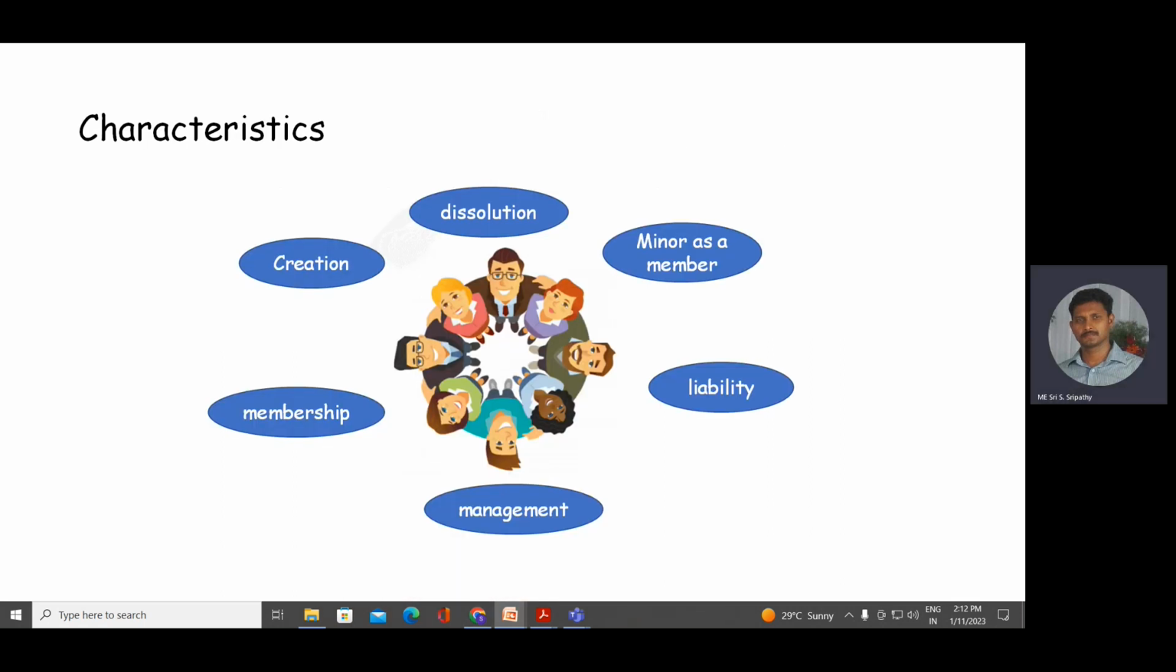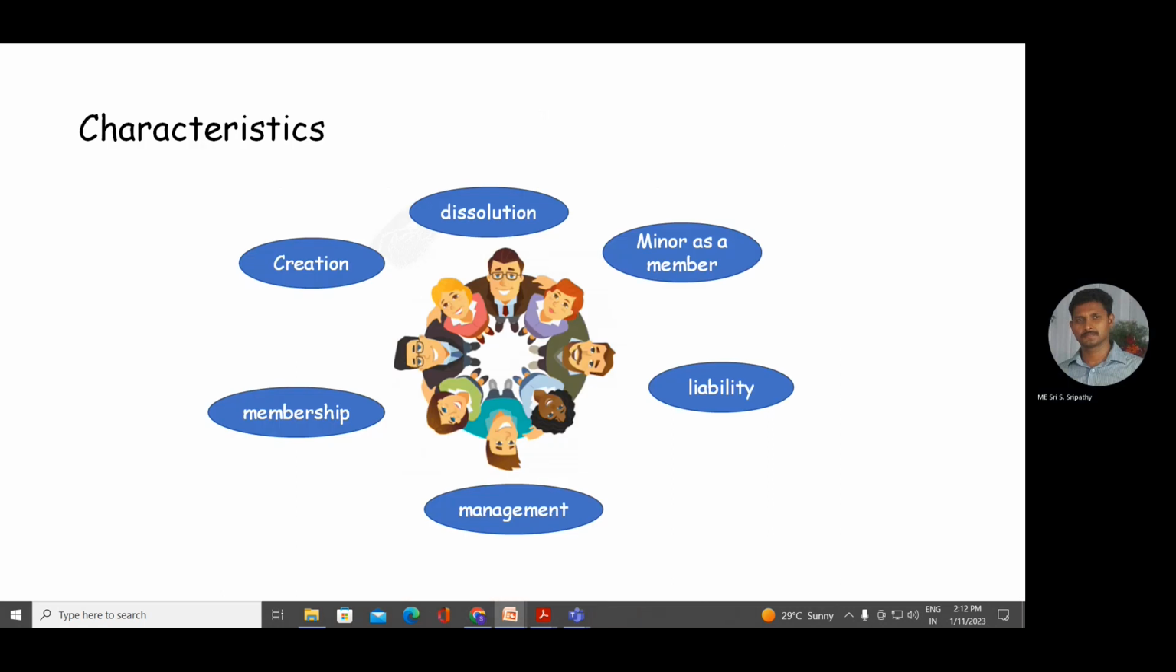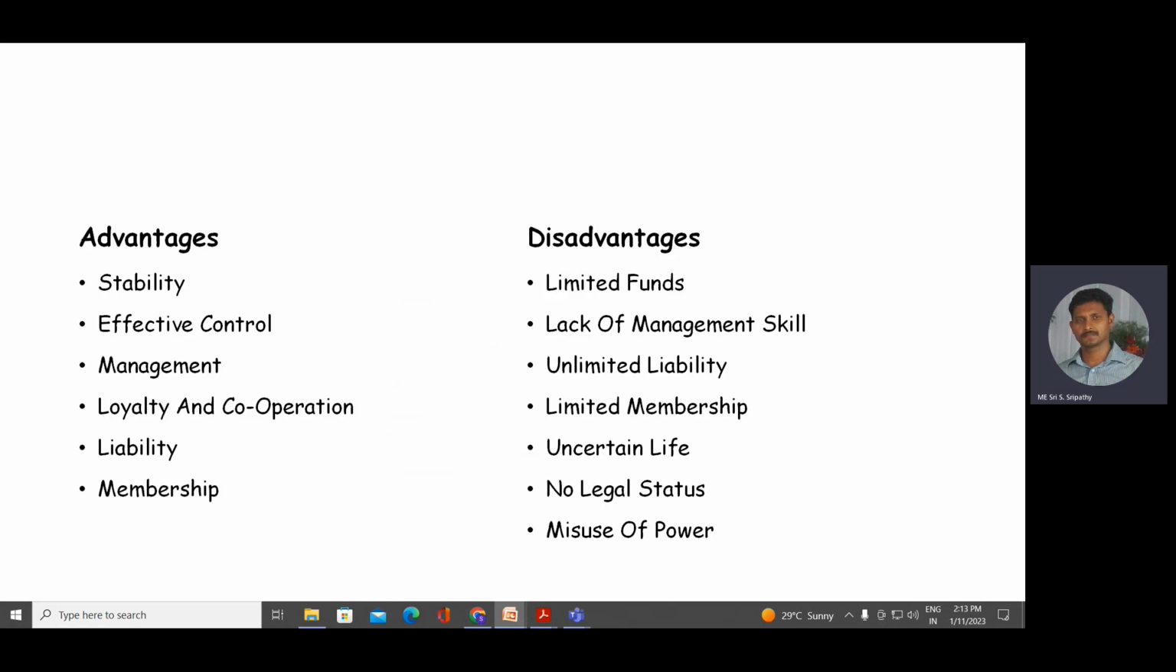What shall be the characteristics of a Hindu family joint business organization? Creation, membership, management, liability, minor as a member, resolutions. These are the main characteristics which we see in the joint Hindu organization. Advantages are stability, effective control, management, loyalty and cooperation, liability and membership.